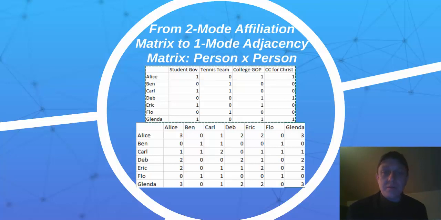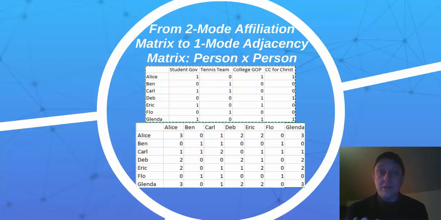Well, let's go through a few examples. Because that adjacency matrix at the bottom is the transformation of the two-mode affiliation matrix at the top, going from top to bottom. What does that bottom matrix represent? It represents the overlap in groups. How many groups does one node share with another? How many memberships does one node share with another? How many affiliations does one node share with another? Let's go through a few examples and think about how we would move from top to bottom.